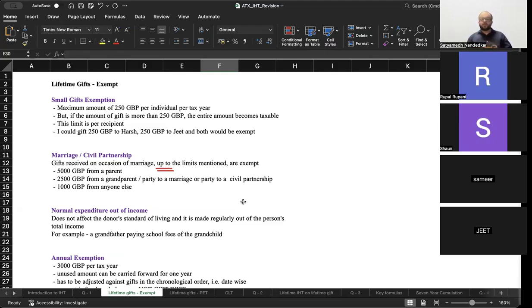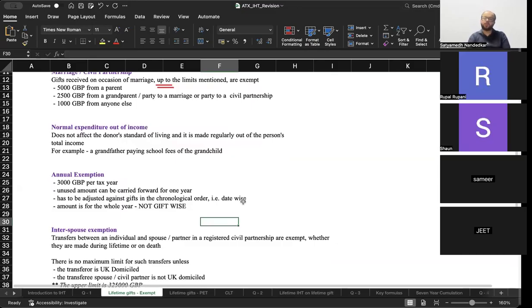Now marriage or civil partnership, gifts received on occasion of marriage or civil partnership up to the limits mentioned are exempt. What are the limits that they have mentioned? £5,000 from a parent on occasion of a marriage, £2,500 from a grandparent party to a marriage, that is the wife or the husband gifts it to you, or £1,000 from anyone else. That is basically the amount of lifetime gifts which become exempt. So on the occasion of marriage, these gifts are exempt.